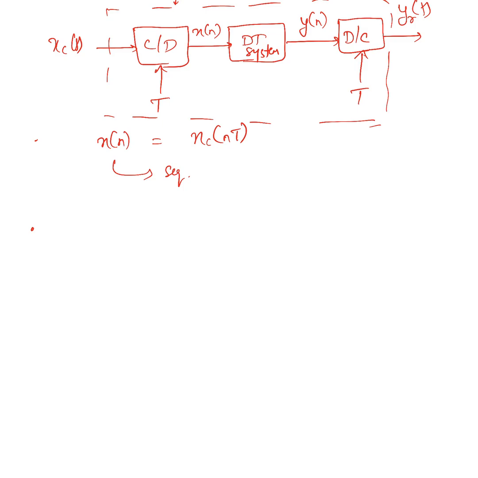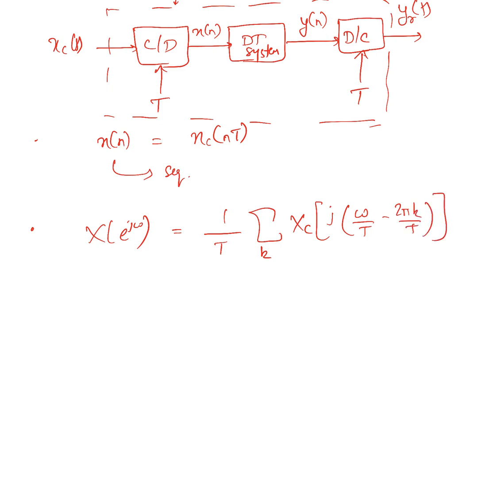The relationship we had seen earlier is that X of e to the power j omega we can express as 1 by T, summation over k from minus infinity to infinity of Xc of j omega by T minus 2 pi k by T, the frequency domain representation of the signal xc of t. So this is the relationship between the discrete time Fourier transform of the sequence x of n and the continuous time Fourier transform of the continuous time signal xc of t.